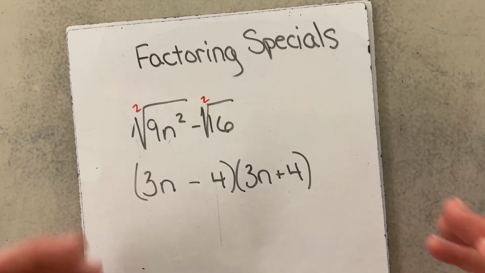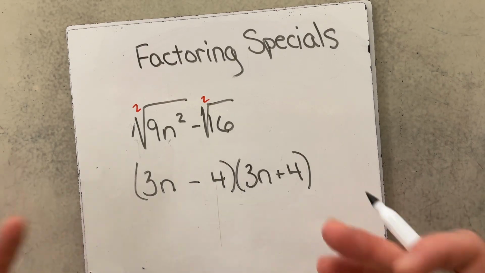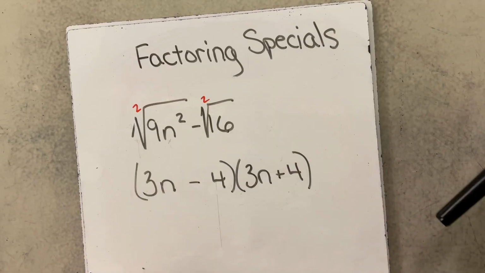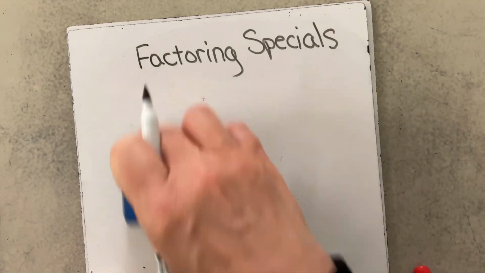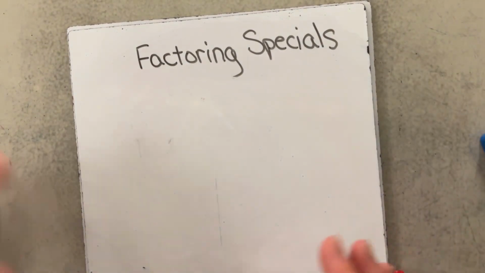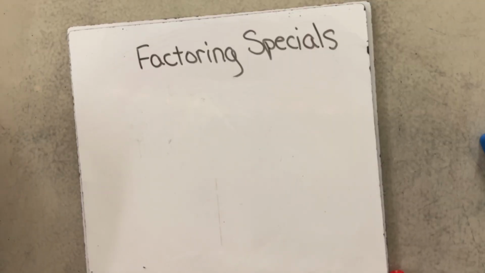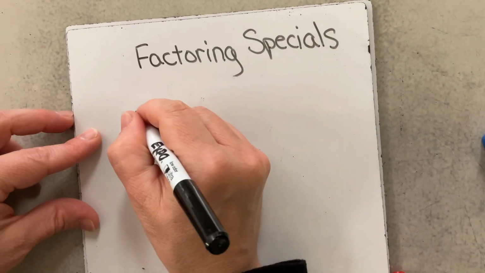Okay. Again, if you don't remember this, you could easily use your box method. It works fine. Now, what are some of the other specials? That is the one that makes it much easier if you can remember. Let's look at this one.